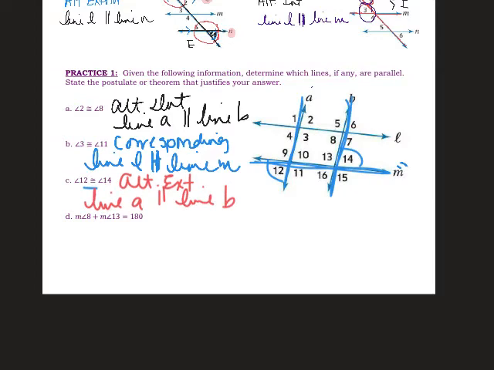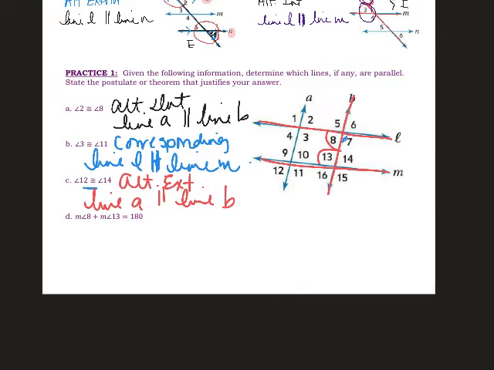All right. Let's do the last one. So on the last one, we're looking at 8 and 13. Specifically 8 and 13. So 13 is created by these 2 lines. 8 is created by those 2 lines. So here it's saying that 8 and 13 should add up to 180.